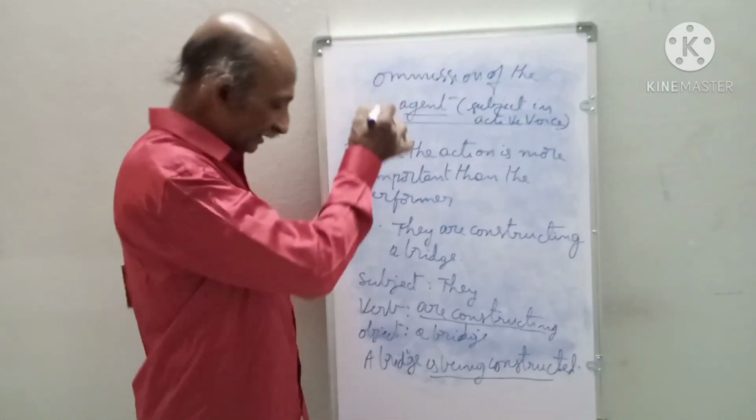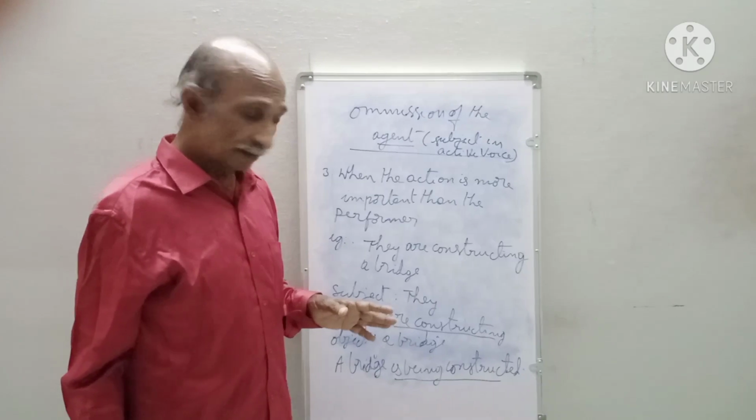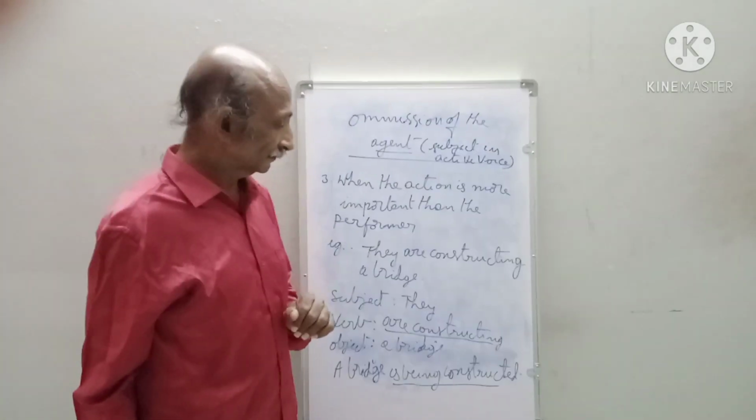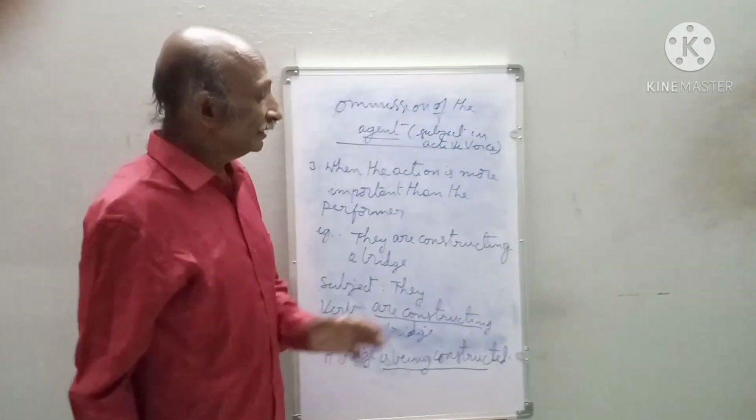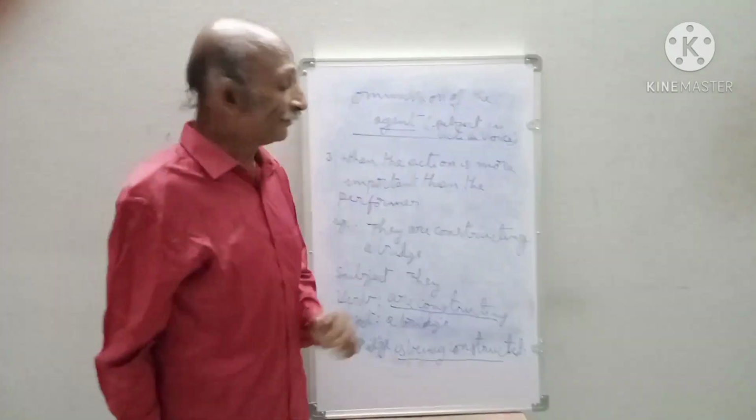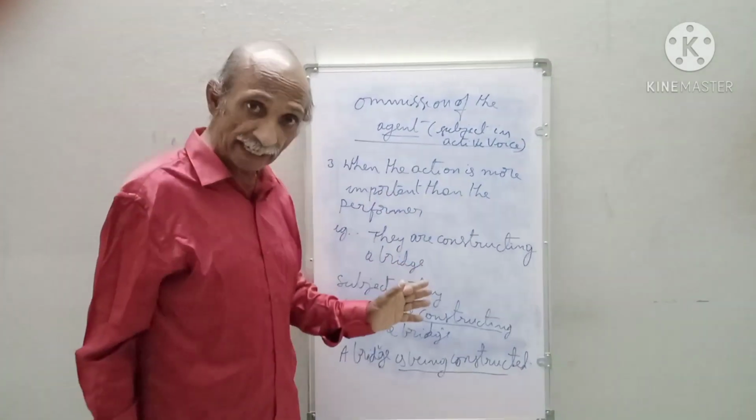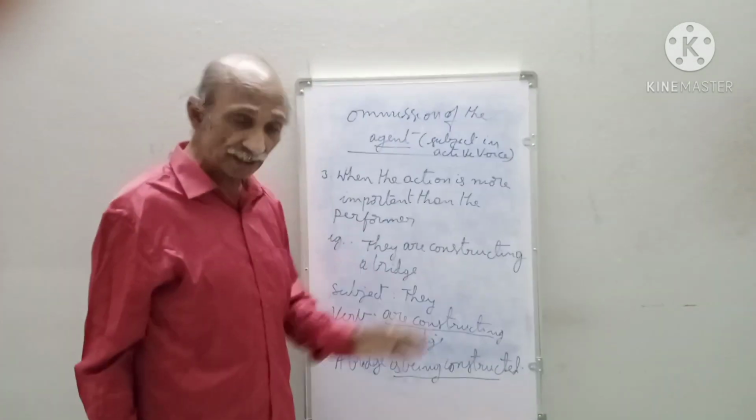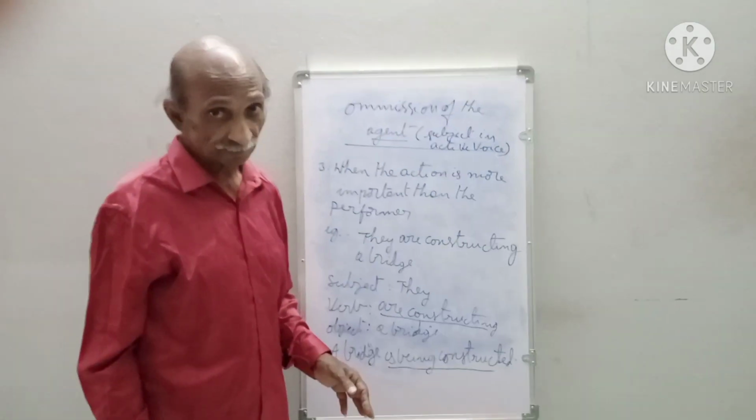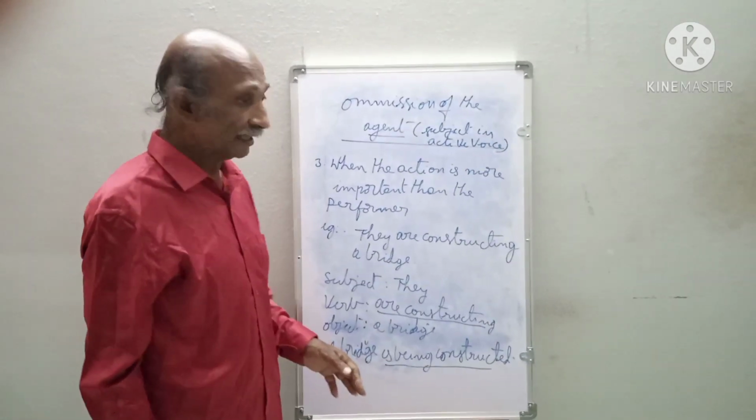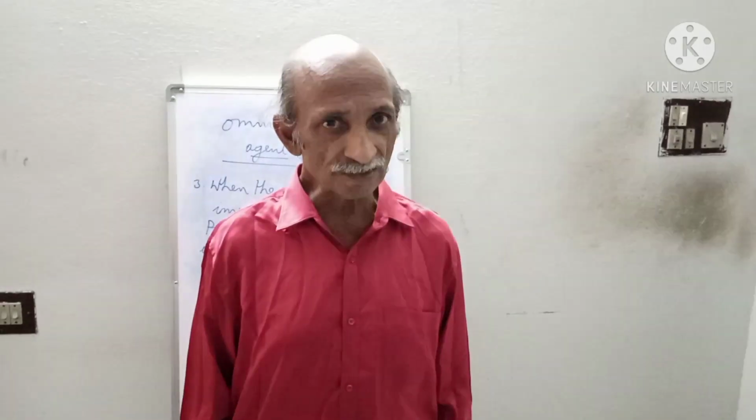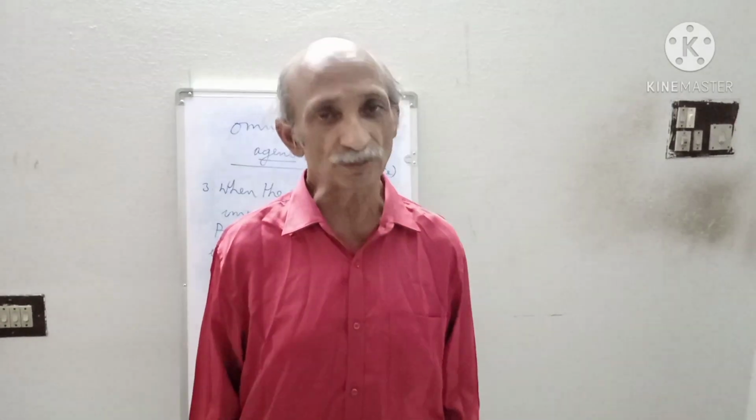So, in these three situations, when the subject is unknown, when the subject is clear from the context, and when the action becomes more important than the person who is performing the action, the agent is not necessary. That is the end of the concept, active voice and passive voice.